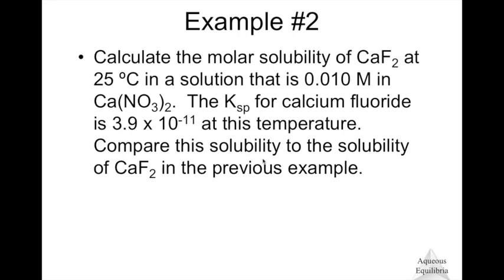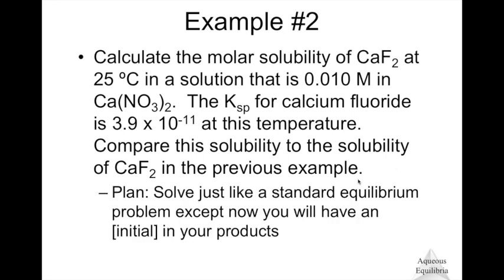Imagine we're going to calculate the molar solubility of calcium fluoride at 25 degrees, and the solution is 0.01 molar in calcium nitrate. The KSP for calcium fluoride is 3.9 times 10 to the minus 11 at this temperature. So this is basically the same problem we just did, but now there's some calcium nitrate in the solution, and we're going to compare this solubility to the solubility that we got in the previous example. So it's solved just like a standard equilibrium, except we're also going to have an initial concentration in our products.